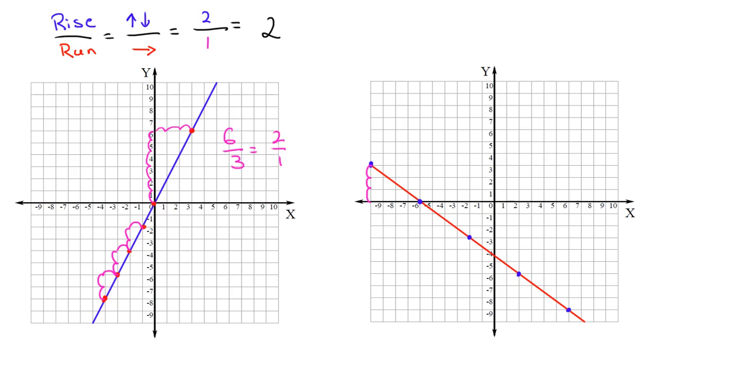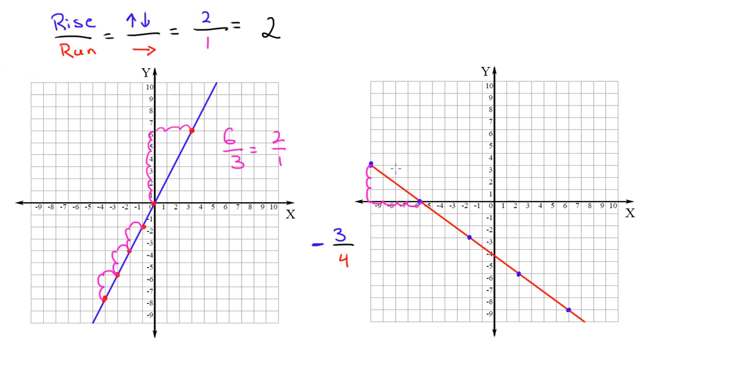So that is going to be a negative 3 over, and then it's going to move to the right 1, 2, 3, 4 steps. So the rise of this line is it's going down 3, and the run is to the right 4.